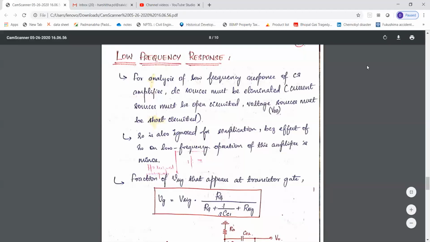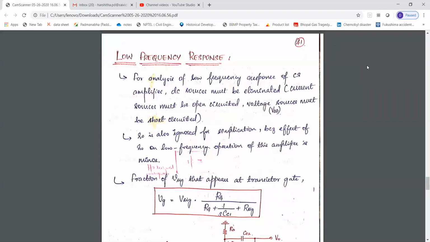Hello everyone. In the previous session, we studied the high frequency response of the common source amplifier. In this session, we'll study the low frequency response of the common source amplifier.